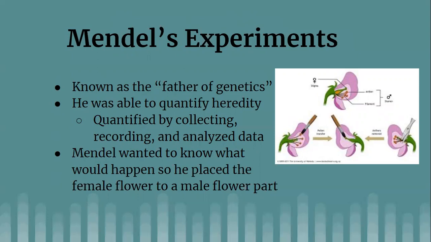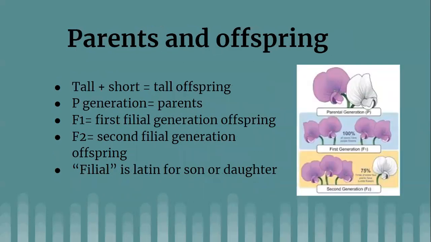So he was cutting and putting several parts of the female and male parts of the flower onto each other just to make sure that he could get a variation of these traits to see what would happen. So he was the first person to pretty much experiment with genetics.